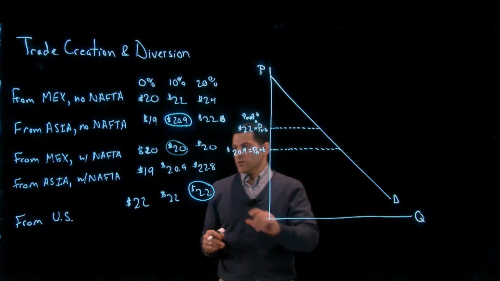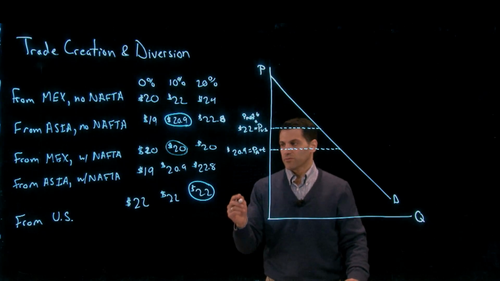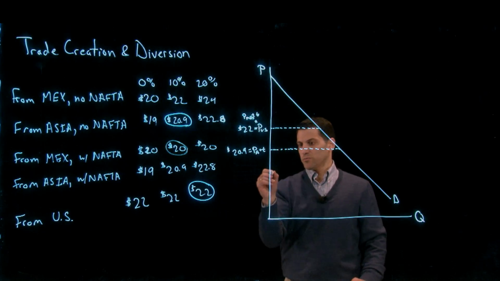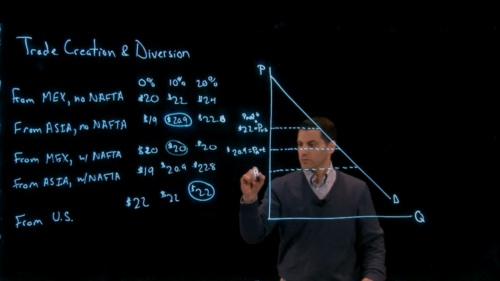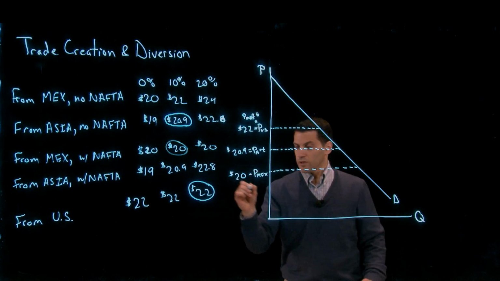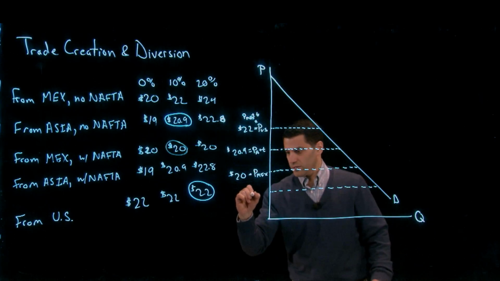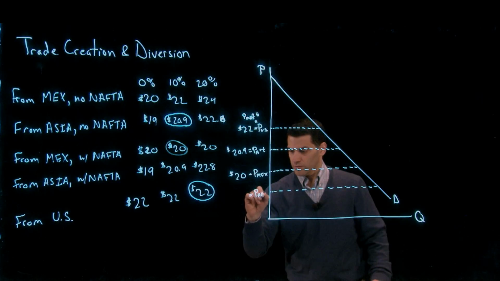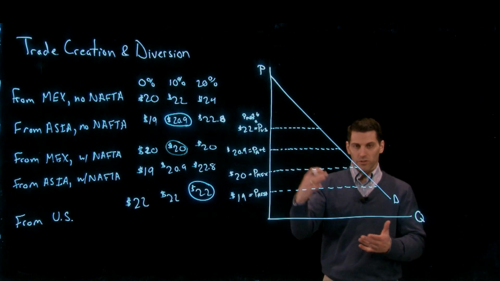So now we also need to put in what the prices would be without the tariff. Without the tariff, the Mexican auto parts would be $20, and the Asian auto parts would be $19. I'm not drawing things proportionately here. I want to give enough space so you can clearly see the different areas.